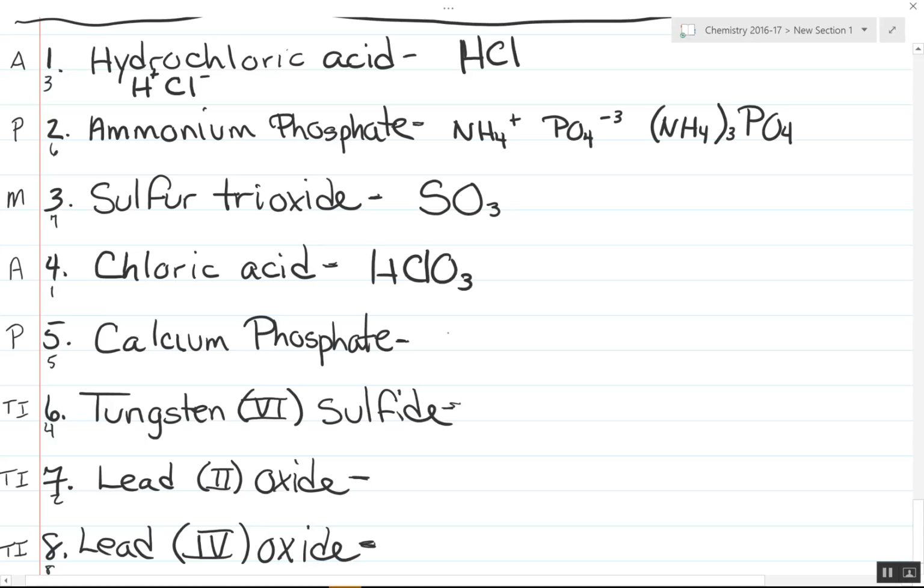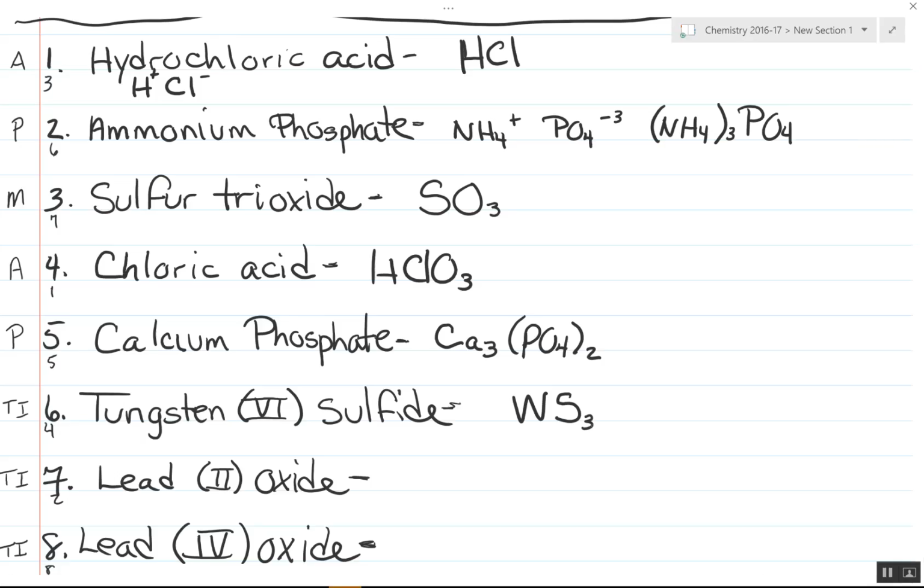Is it Ca3 parentheses PO4 parentheses 2? Ca3(PO4)2, he said with a question mark. Is he correct? Yes, he is. It's the crossover method. Table 4. No. Oh, it's a 6. S3. S3. My bad. Yep.